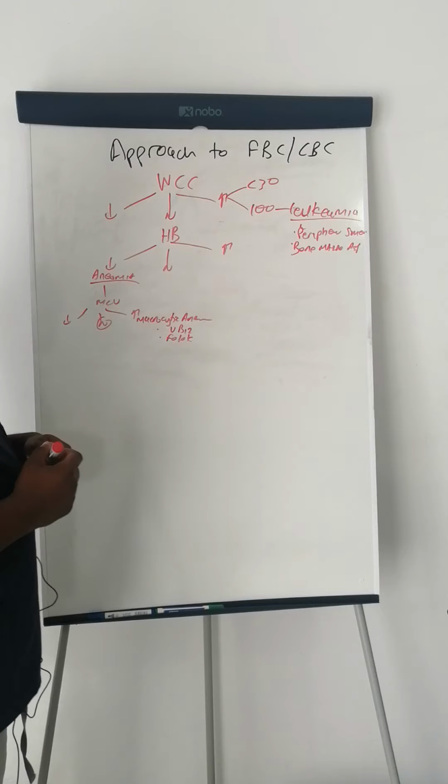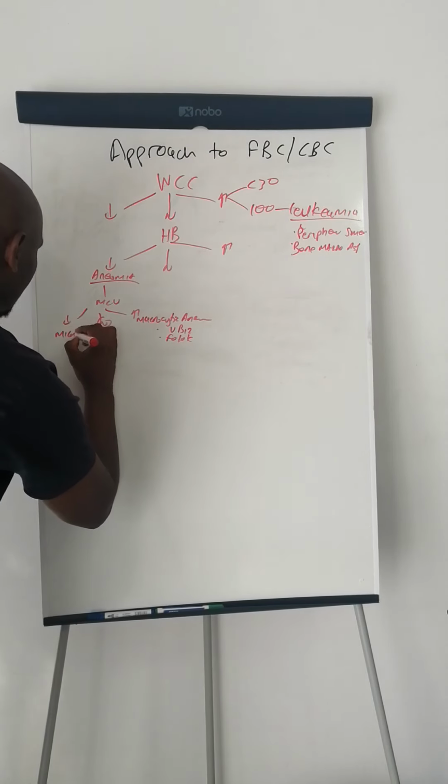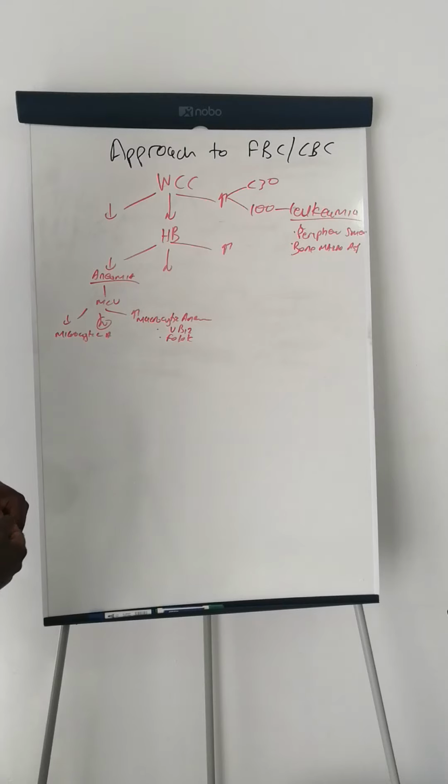Say now my patient has anemia but a low MCV. That's a microcytic anemia. Micro, M-I, micro. What are the causes of a microcytic anemia? Iron deficiency is the number one cause.